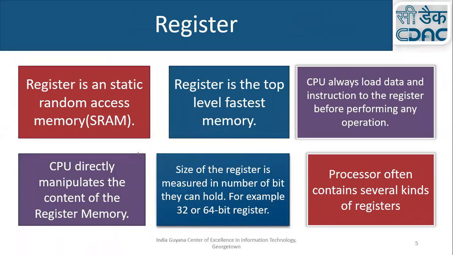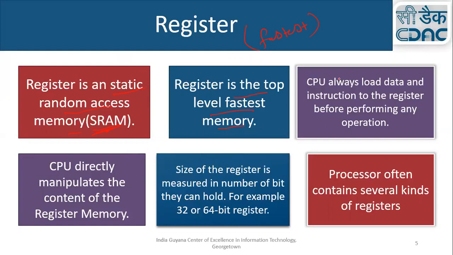Register is the fastest memory. There is no memory that is faster than the register. Again, it is a static random access memory, or SRAM type. Register is the top level, fastest memory.